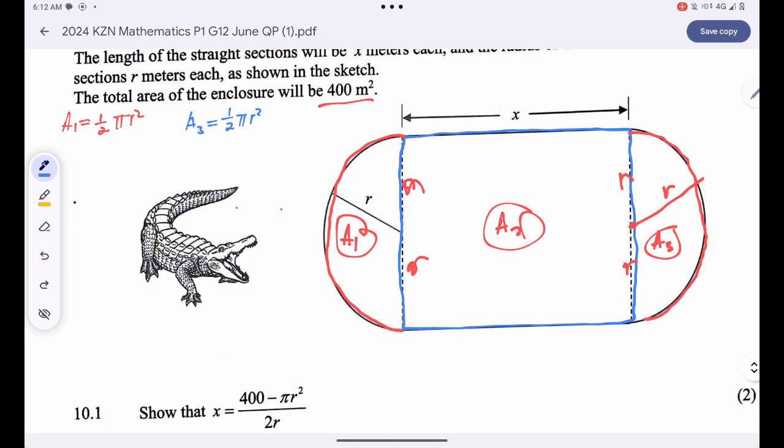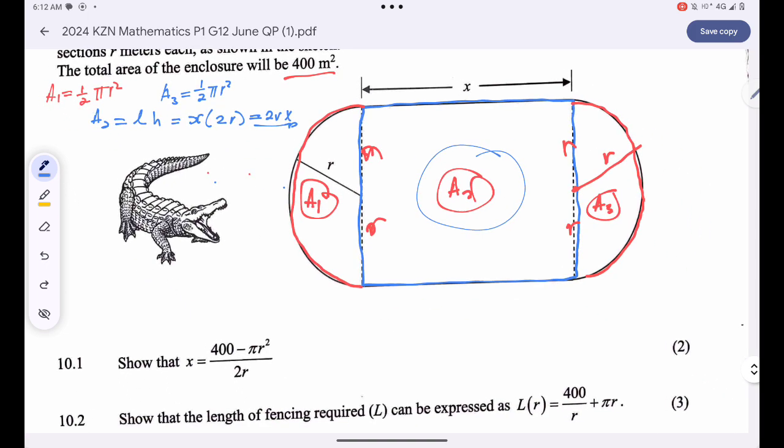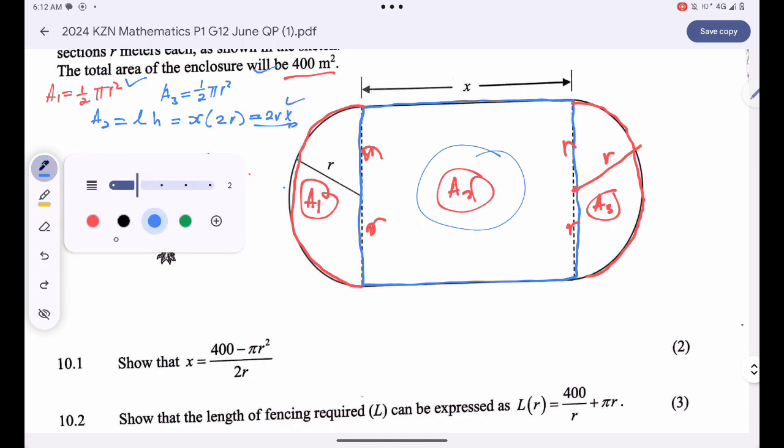And then area A2 is basically equal to length multiplied by the perpendicular height. Our length is x, and then our perpendicular height is just 2r. So this thing is basically 2r multiplied by x. The area of this part over there is 2r multiplied by x. But what was I told? I was told that if I add these three areas, I must get to 400. So let me just do so.